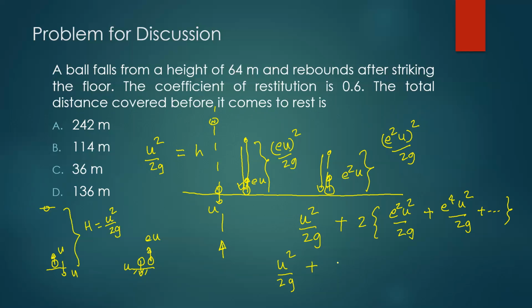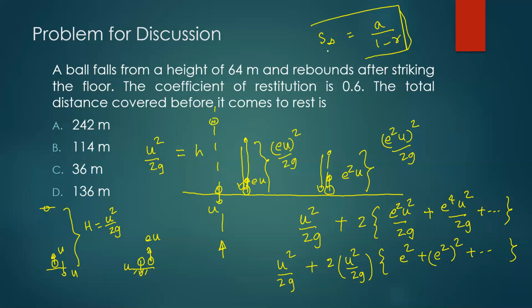I'll get u square by 2g. From the second term, I can take u square by 2g common. So I have 2 into u square by 2g. Maybe I can just leave e square inside. I have e square plus e square whole square, and so on. Now this is an infinite geometric series. You know the sum of an infinite geometric series? S infinity is a by 1 minus r. You remember this?